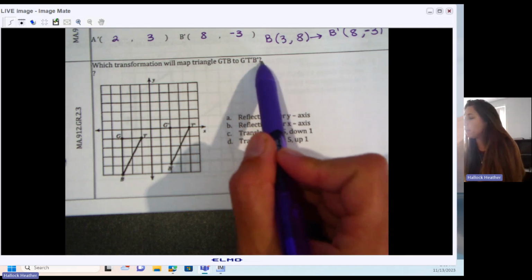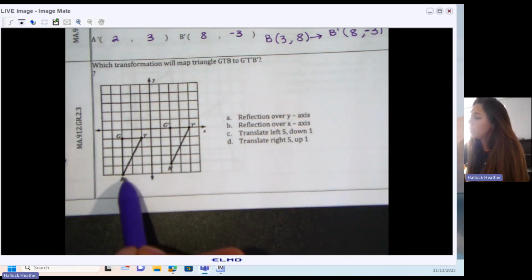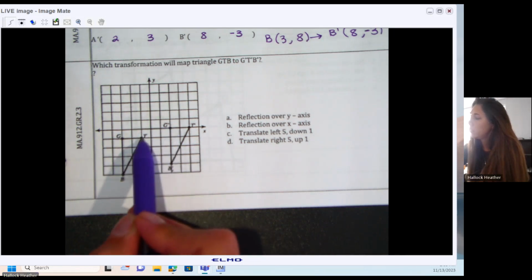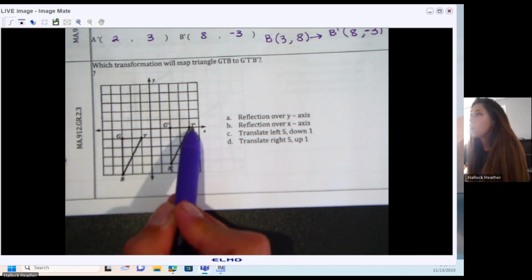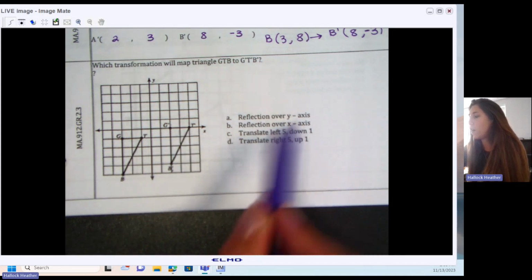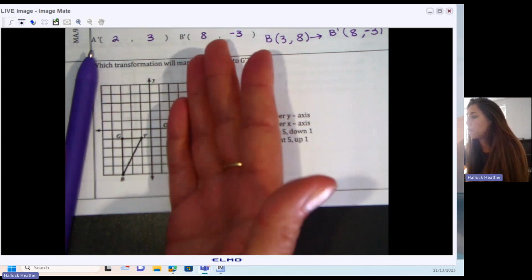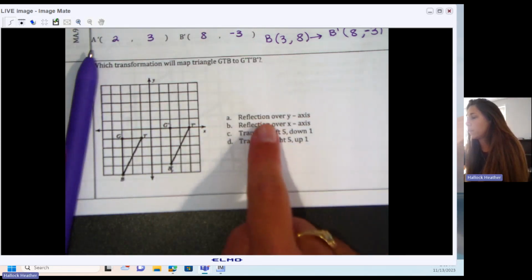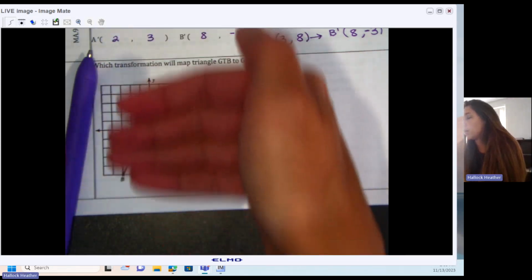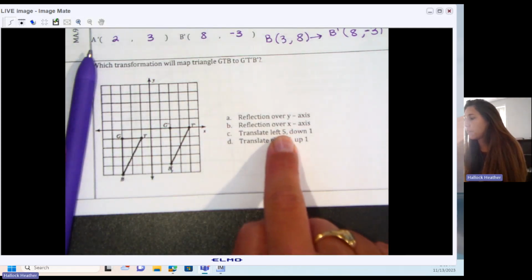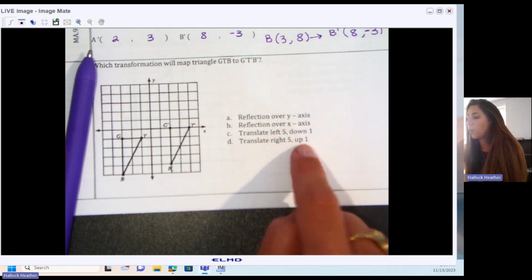The last question on the front page says, which transformation will map triangle GTB to G prime, T prime, B prime? So I'm going from B to B prime, G to G prime, T to T prime. I have to decide, did it reflect across the x-axis? Is it a mirror image of itself? No. Did it reflect over the x-axis? Is it a mirror image of itself? No. Translate left, translate right, and then I'm either going up or down.